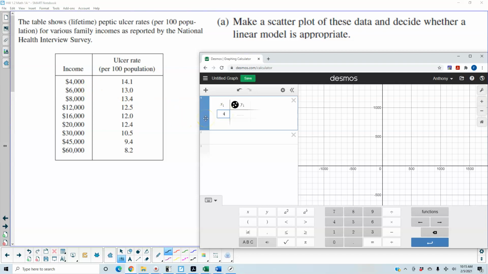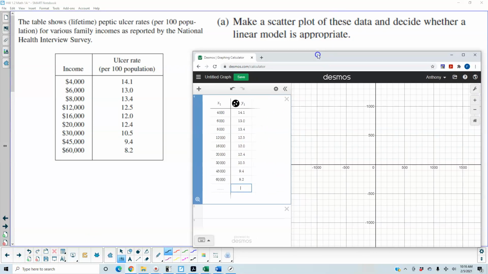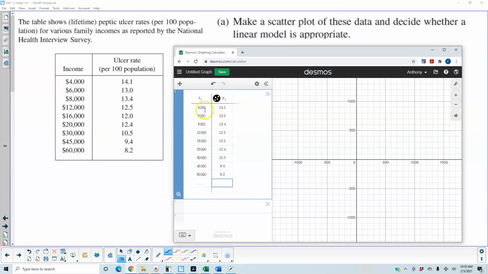values for that column. So we have 4,000, and then 6,000, 8,000, 10,000, no, that should be 12,000, and then 16,000, and then I'm going to go ahead and fill in the rest. Okay, now that I've filled this out, I want to look at what the dimensions should look like. So we want to put in our rectangles here.